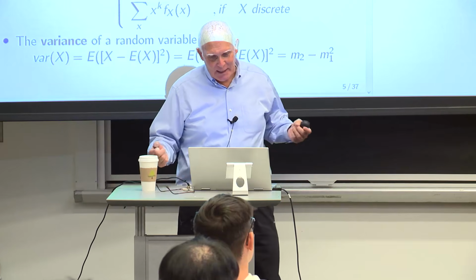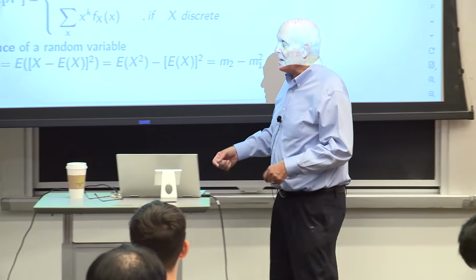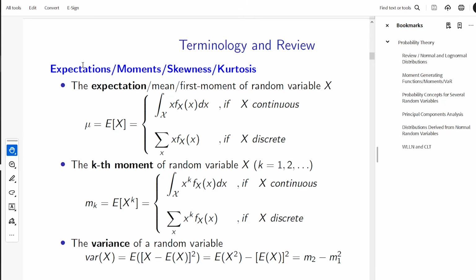Now, we have expectations and moments of random variables. Basically, the mean of a random variable is the probability weighted outcome. We can generalize the mean, which is the first moment, to consider the probability weighted average of the kth power, where k is an integer.